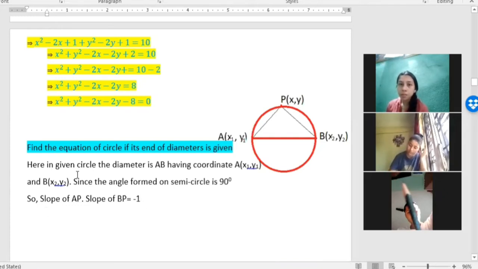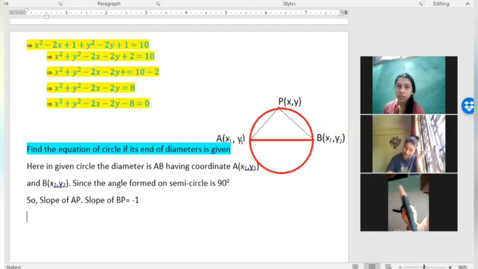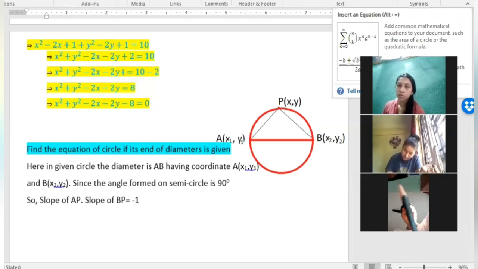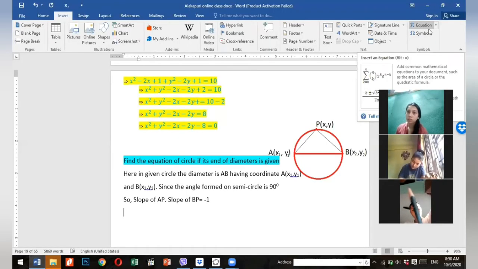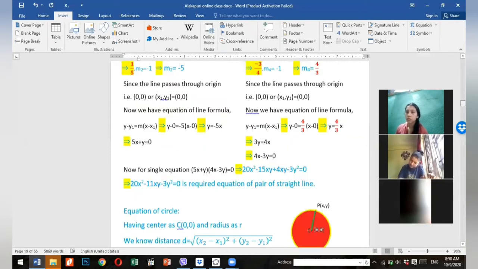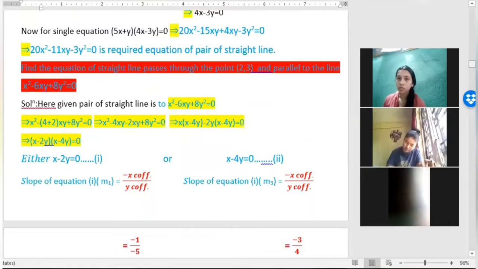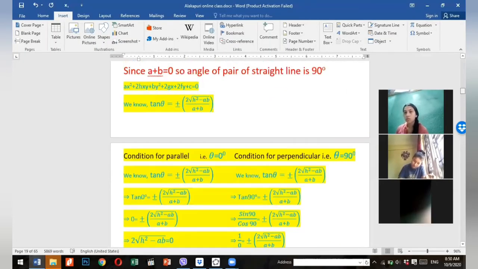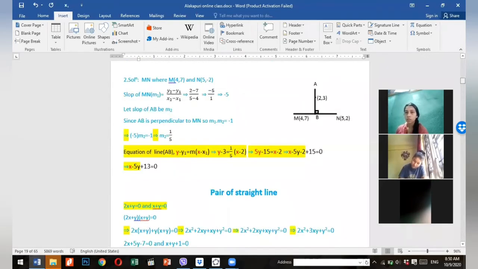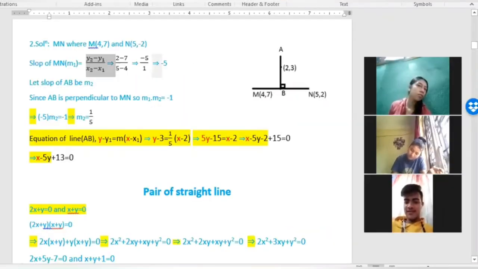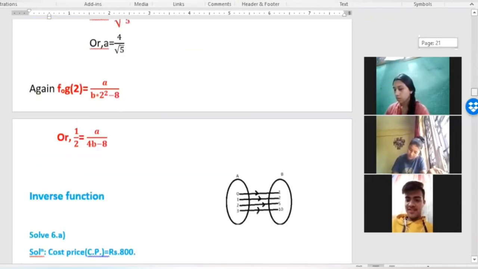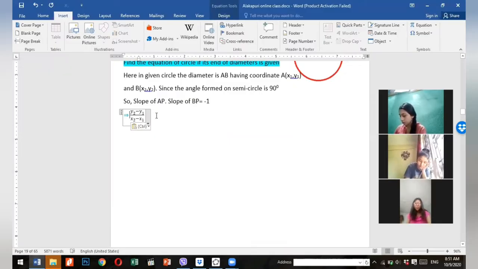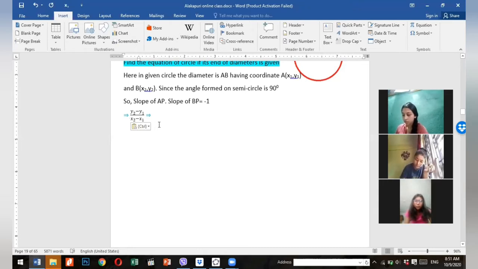So how can we find the slope of AP? Which formula do we use? Tell me. Which formula if 2 points are given? We know the slope of a line if 2 points are given: y2 minus y1 by x2 minus x1.